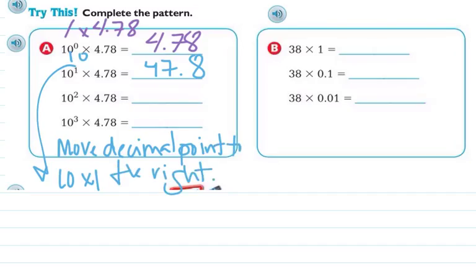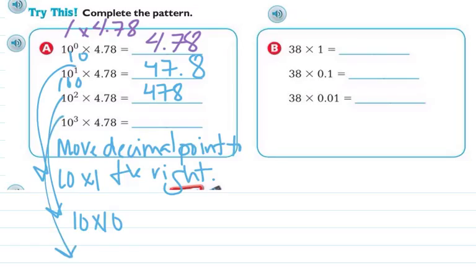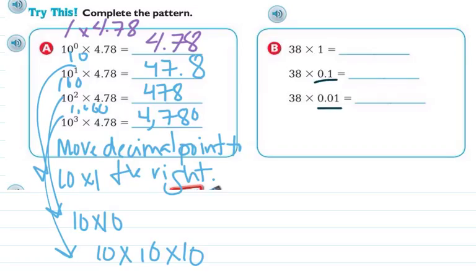So remember, boys and girls, the second power of 10 is really saying 10 times 10. 10 times 10 really is 100. 100 times 4 and 75 hundredths is going to be 475. The third power of 10 is really like saying 10 times 10 times 10, which is 1,000. 1,000 times 4 and 75 hundredths is 4,750.